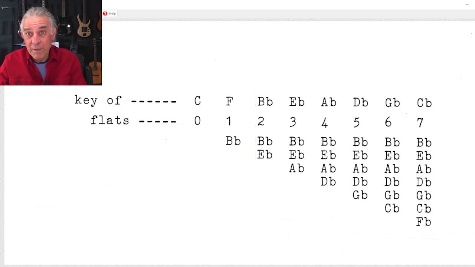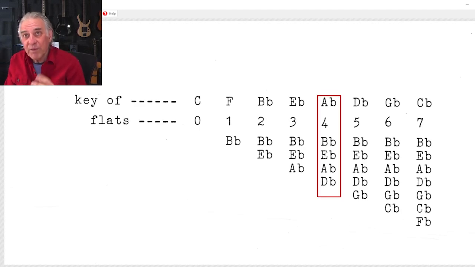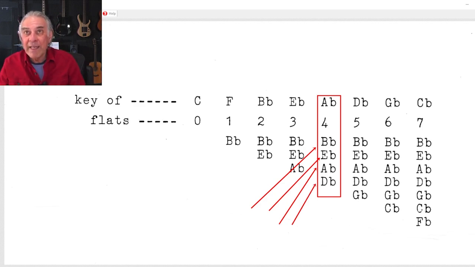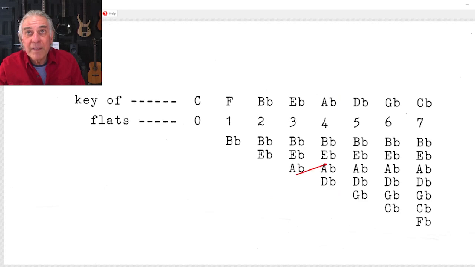Let's try another key. Let's skip over one and go to A flat. We don't want to make it too simple. We have A flat. It has 4 flats. You can see the number 4 there. We have B flat, first flat, E flat, second flat, A flat, third flat, and D flat. So your next to the last flat is an A flat. That would be your key.